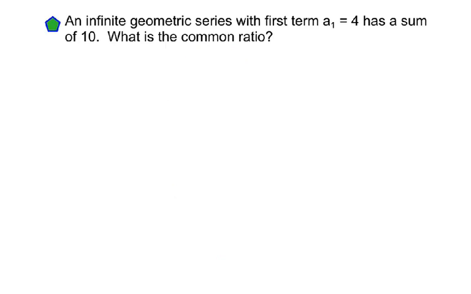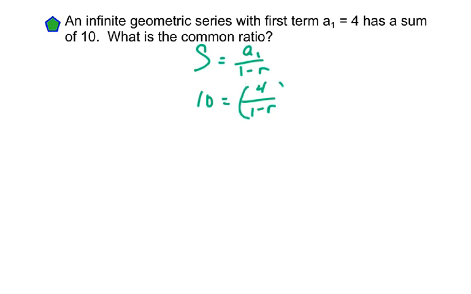An infinite geometric series with first term a sub 1 equaling 4 has a sum of 10. What is the common ratio? This time we're going to solve for r. So S equals a sub 1 over 1 minus r. We know the sum is 10. We know the first term is 4. What we don't know is 1 minus r.